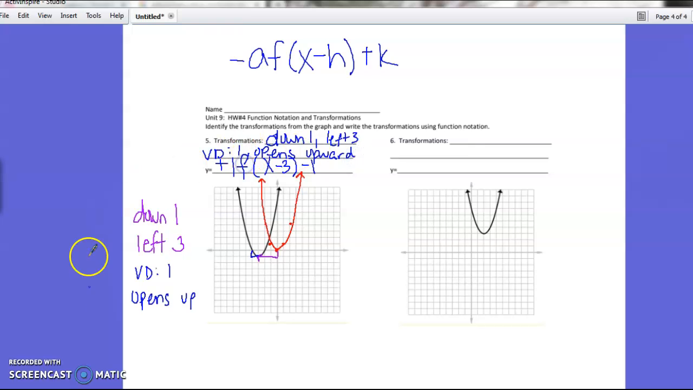Alright, so just rewriting all this stuff up here. Alright, so for the next one, again, we're opening upward. So that's telling us that our A is positive. So here if I go over 1, up 1, I have a vertical dilation that equals 1. So my A is 1.